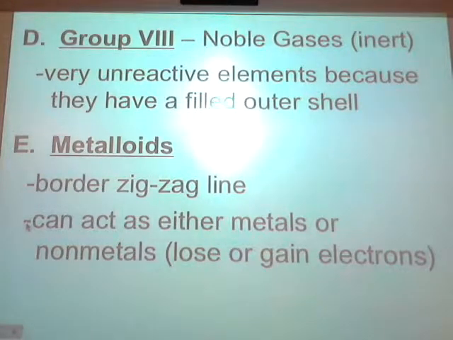Wait, so that zigzag line, does that only apply for the metals or everything? It applies for everything. I don't know what you're talking about. Never mind. Okay.